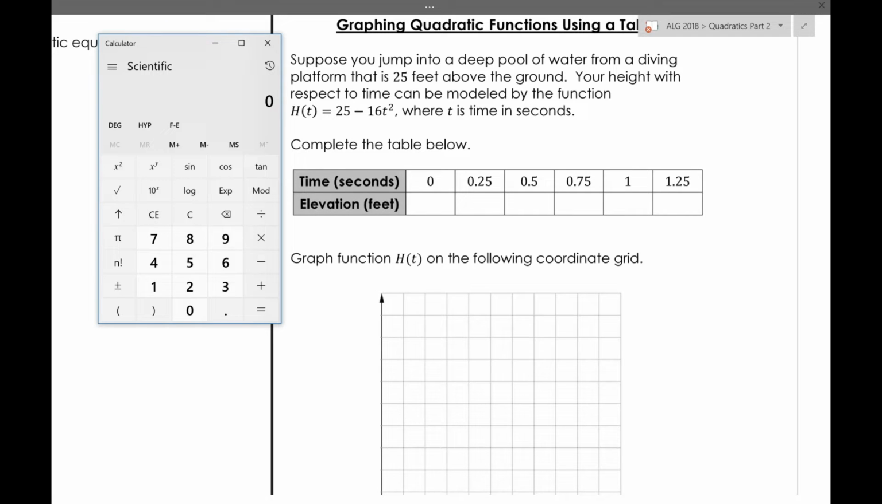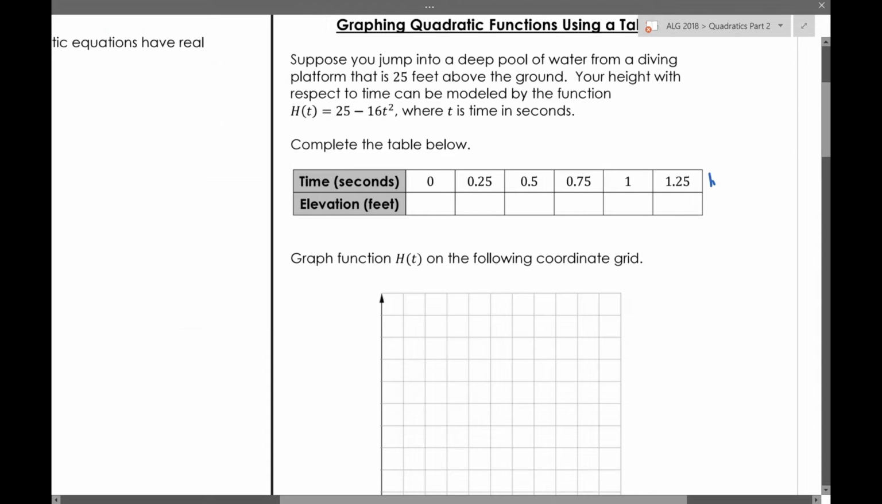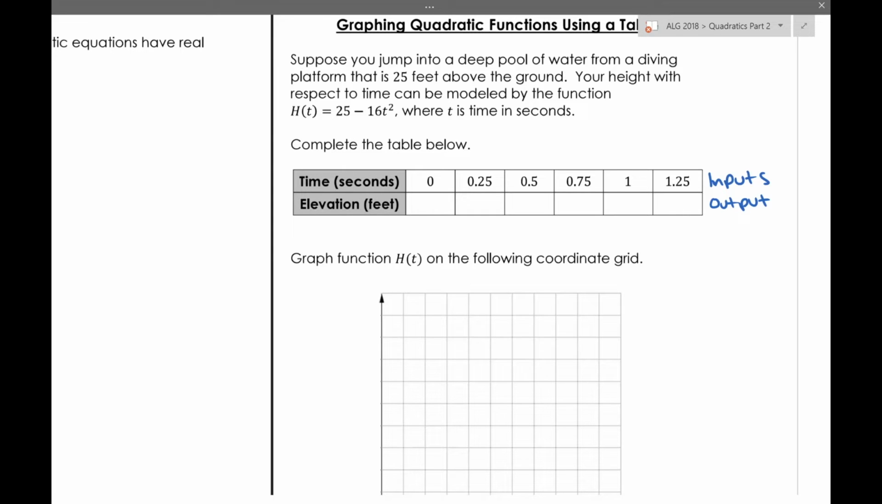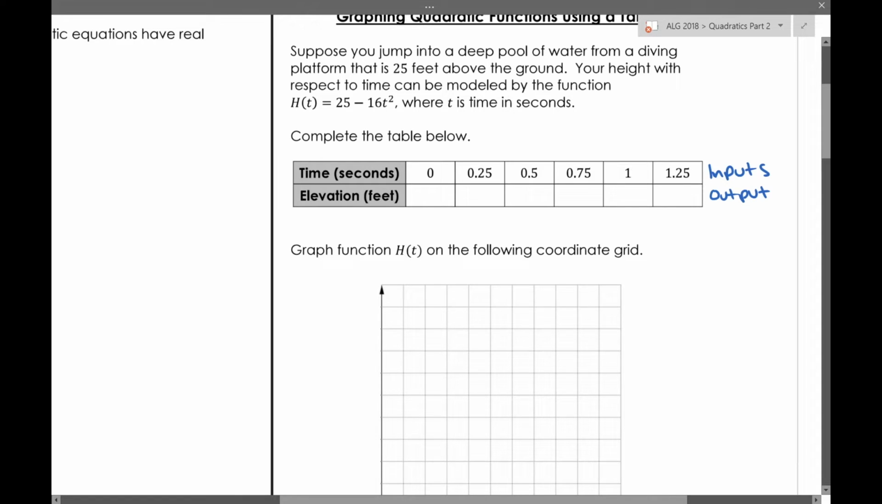So first of all, these are my inputs, and whatever answer comes out is going to be my output. Now my inputs are going to be t because it's time. My outputs are going to be how high I have gotten within the time in seconds. So the first one, I'm just going to write it out, but in the future we're not going to have to write these out because it's all on the calculator.